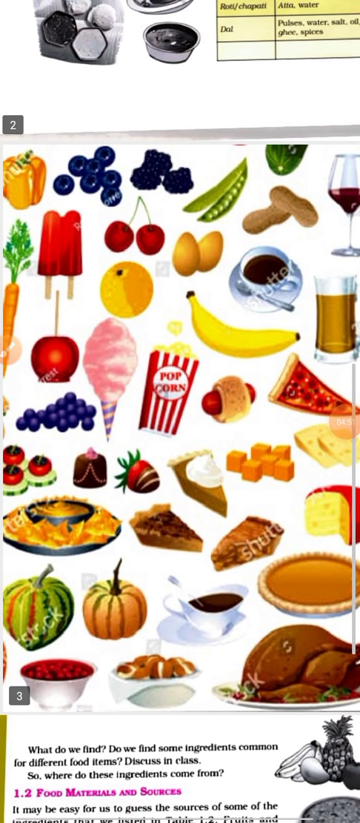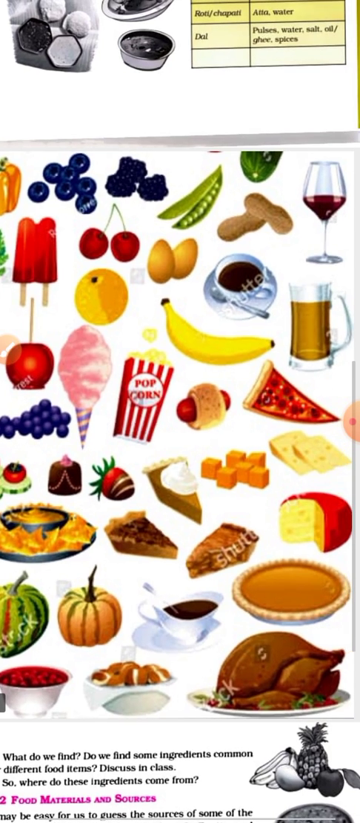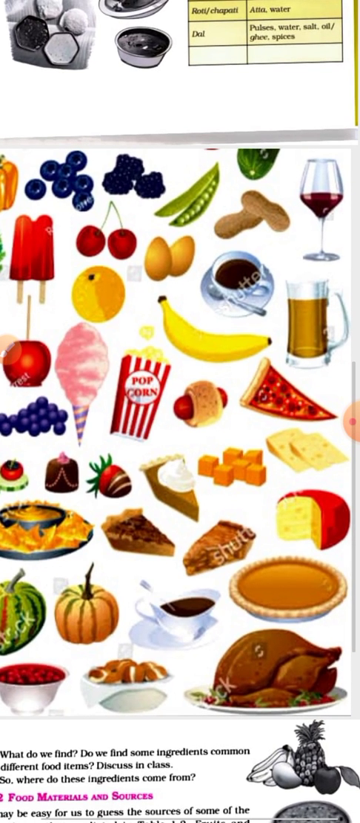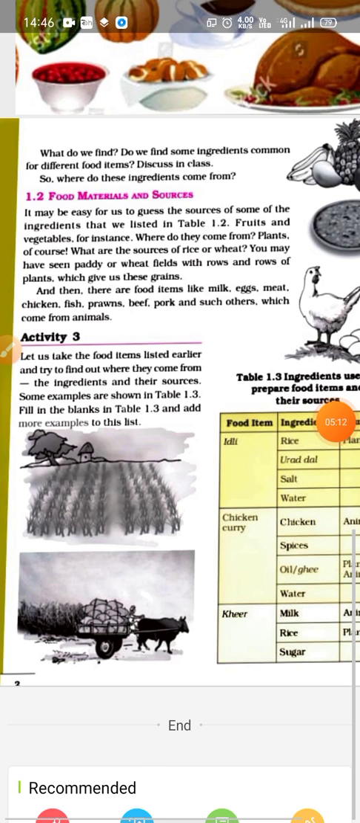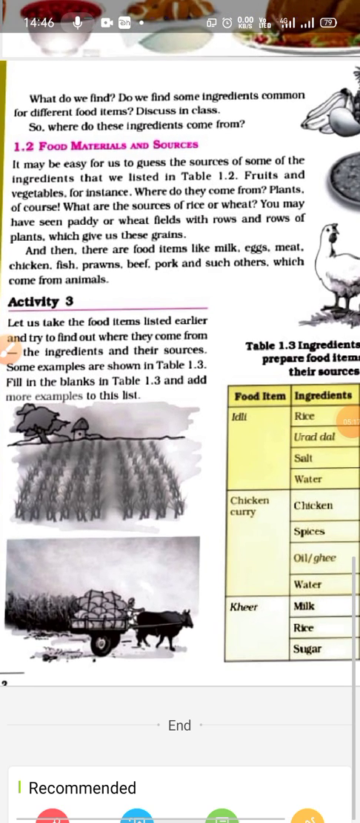So students, see, these all are the food items. Can you see all these? Popcorn, banana, cake, non-veg, bread, tea, coffee, cold drink. Yes, so these all are the food items. What do we find? Do we find some ingredients common for different food items discussed in class? So where do these ingredients come from? So now we'll see where these ingredients come from.